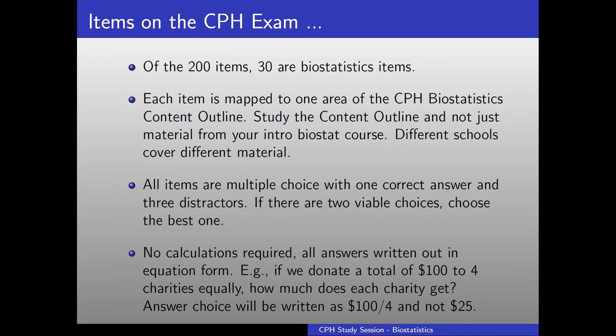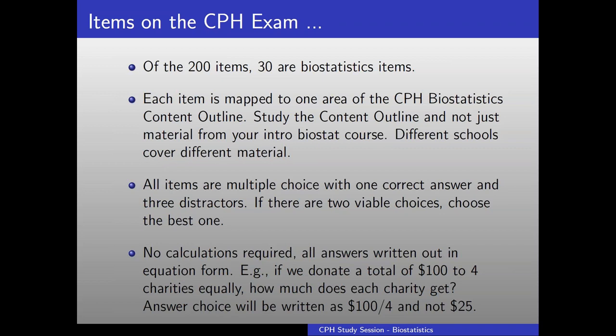There are no calculations required for any question on the CPH exam. You are not allowed to use a calculator or any other resource. So we do not expect that you are going to do any calculations on the exam. If there are questions that require calculations, they will be listed in equation or formula format. I have an example here.